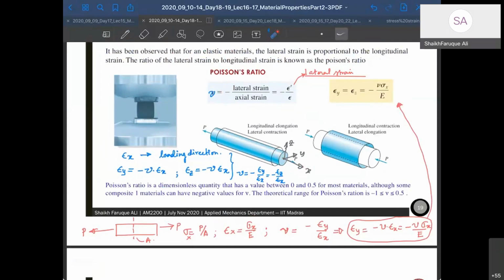So now you can see here in this slide curve or here itself, your strain in the axial direction was positive, and that gave rise to negative strains. So this minus sign gives you the negative strains in the other two perpendicular, transverse directions. That's why the negative sign. Okay.